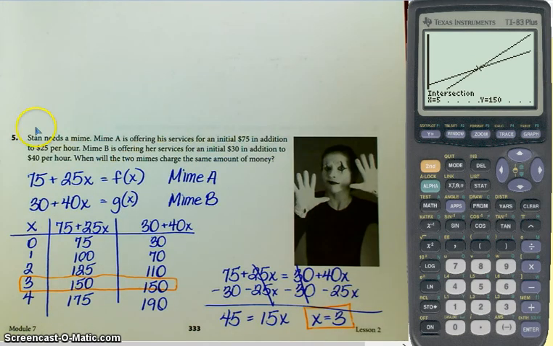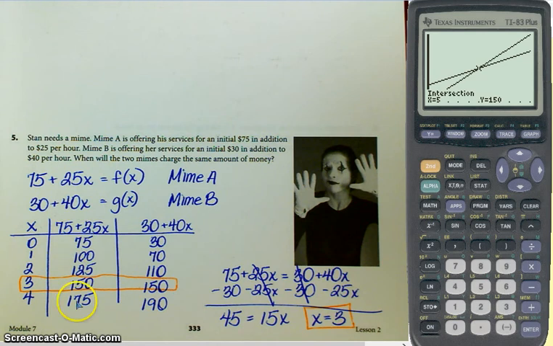Okay, again, with this situation, we've got the equation for what mime A charges. I'm not sure why you'd hire a mime, but anyway. Then mime B, this is their equation for what they would charge. We solved it in class with a table where we generated the values. And then we also solved it in class by putting the two equations equal to one another and solving for X. So at 3 hours, either mime is going to charge you $150.